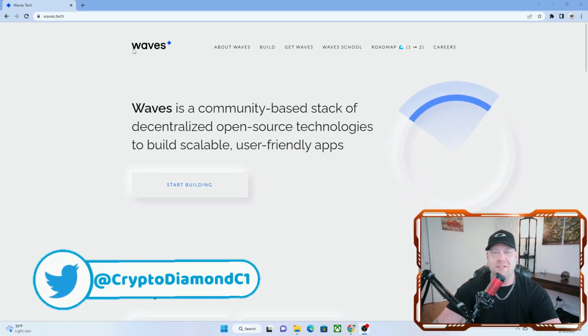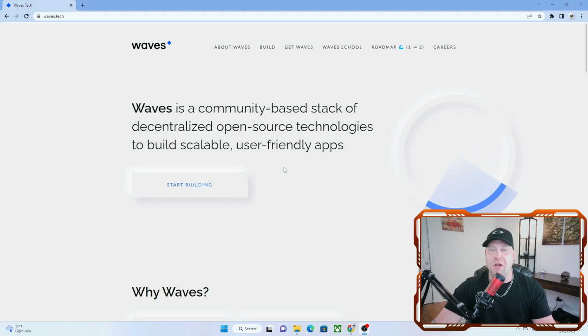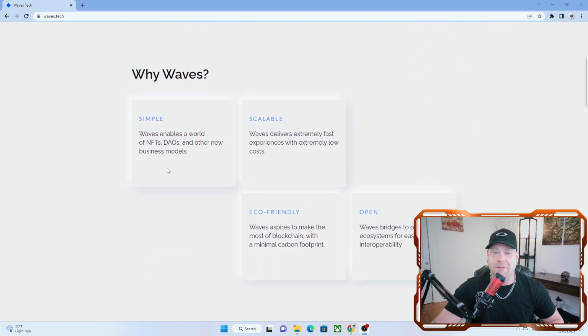So here's Waves. The webpage is actually beautifully laid out. I love how they set up the homepage. It's simple to navigate and easy to find everything you want to know about Waves within this one page. And here we come down to why Waves. First, it's simple. Waves enables a world of NFTs, DAOs, and other new business models.